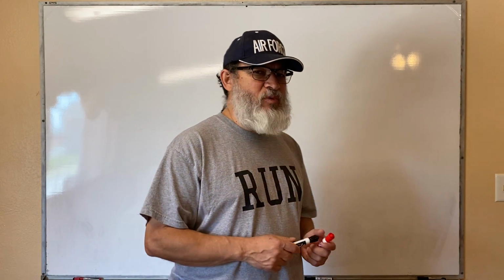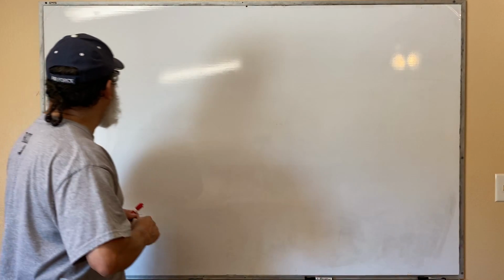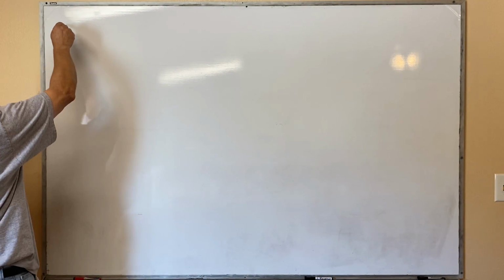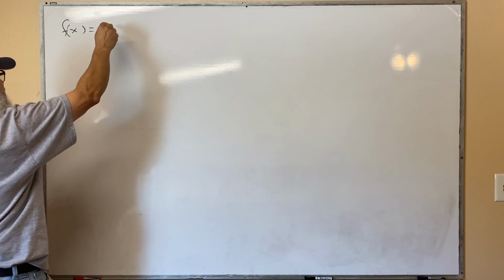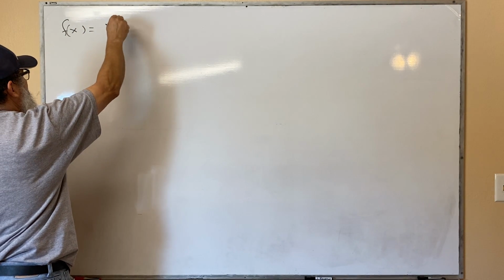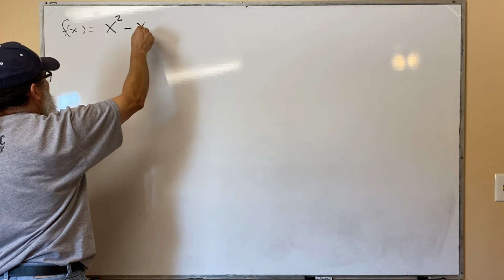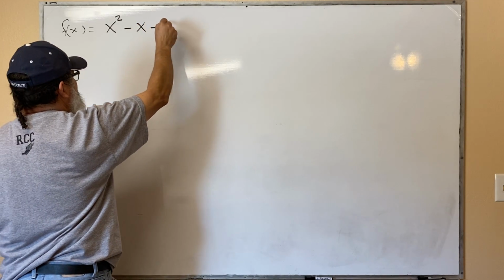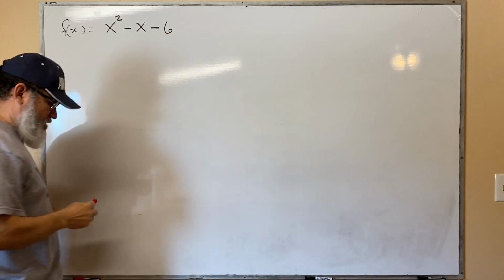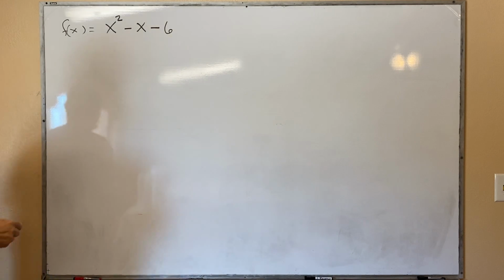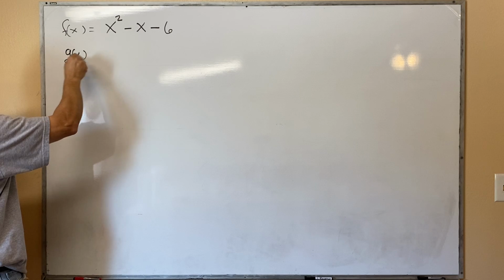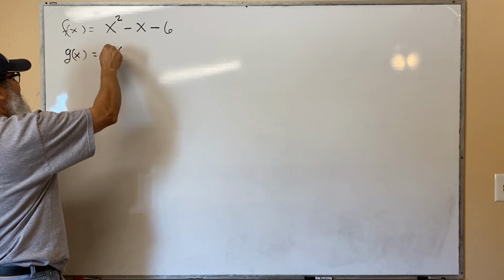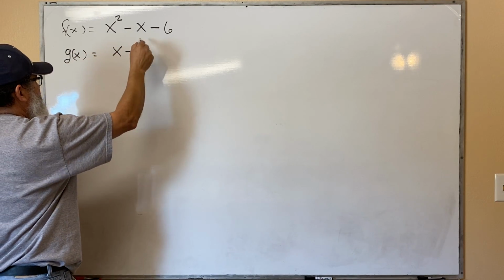Consider, for example, this one. I'm going to call it f of x. F of x, I'm going to say, is x squared minus x minus 6. Okay? And then consider g of x. G of x is going to be x minus 3. Okay?